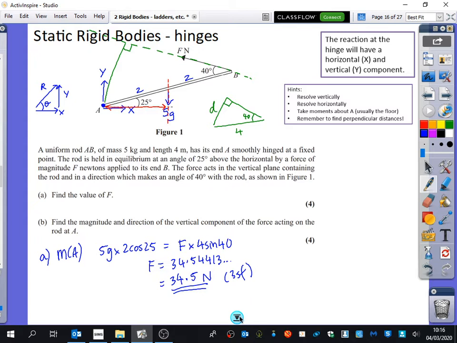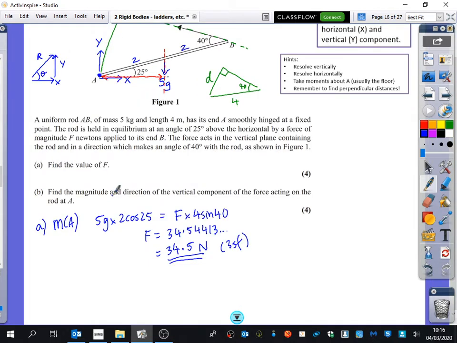Okay, now we're going to do part B, which says find the magnitude and direction of the vertical component of the force acting on the rod at A. So it's asking us for the vertical component of the force, which is Y. The magnitude is just the size. But the direction, what on earth are they talking about, the direction of the vertical force? It sounds like they're telling me what the direction is by saying it's vertical. What do you think that means? No, because it's not asking me anything to do with R. It's just asking about this one here.